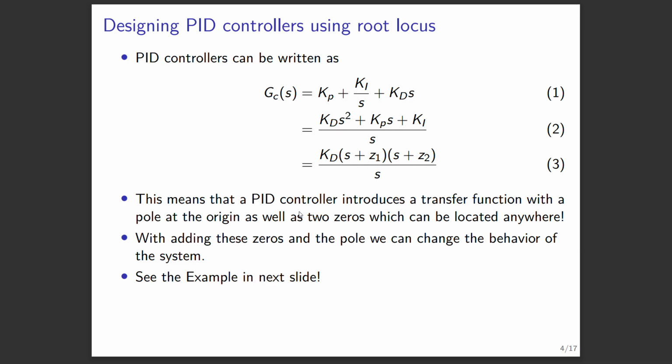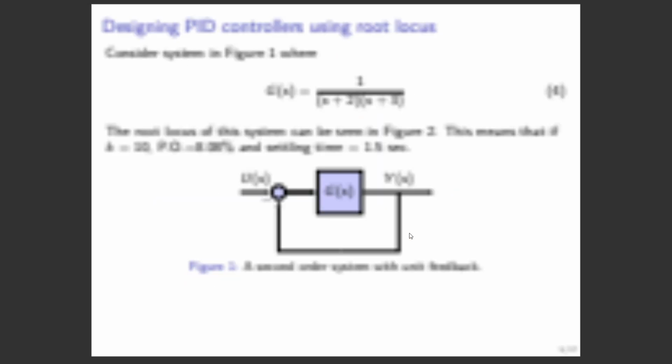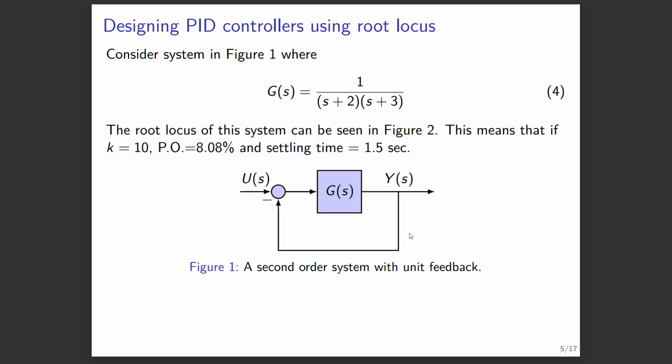So this means that a PID controller introduces a transfer function with a pole at the origin as well as two zeros which can be located anywhere. So it's the degree of freedom of the designer, of the control engineer. I can place Z1 and Z2 where I want, and then based on that, the PID controller's behavior changes. So with adding these zeros and the pole at the origin, we can change the behavior of the system the way we want. So let's see an example.